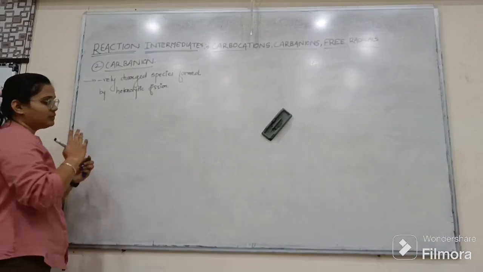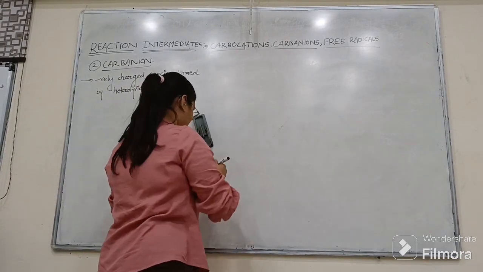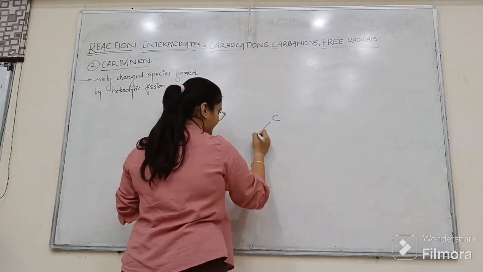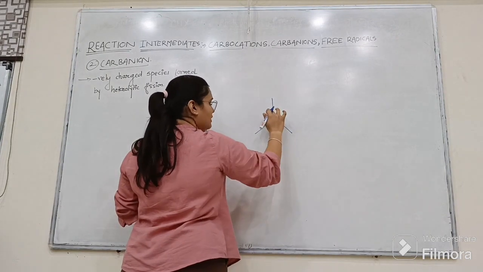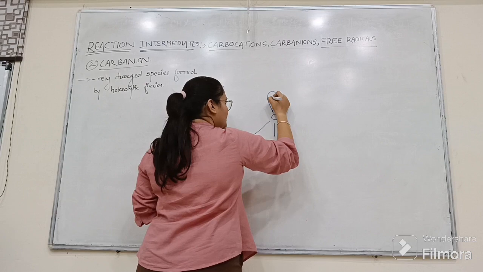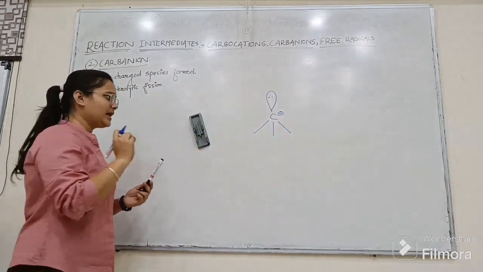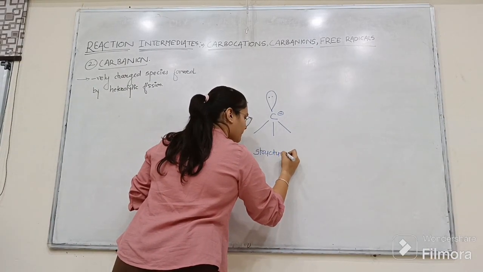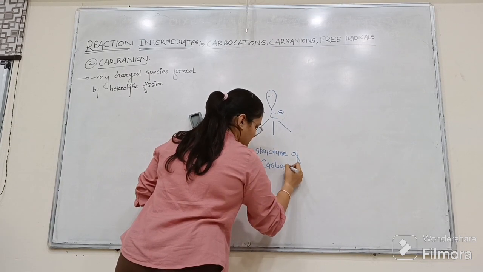Alright. So now let's see the structure of carbanion. The carbanion carries one negative charge, with this carbon atom forming three different bonds, and one lone pair is also there. Here there will be formation of one lone pair and negative charge. So this is the structure of my carbanion.